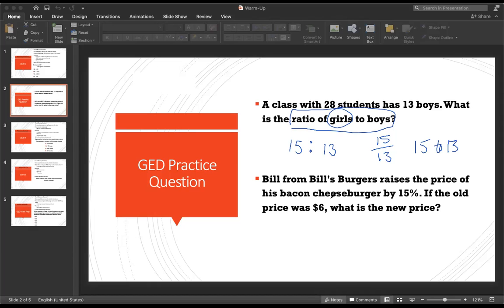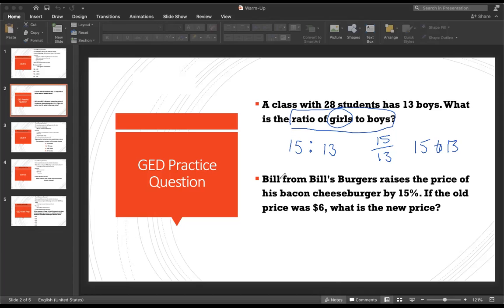If this ratio could have been reduced, it would be your responsibility to put it in the most reduced form, but this one cannot be reduced. 15 and 13 can't be reduced. All right, and then our last question here. Did we have a question?